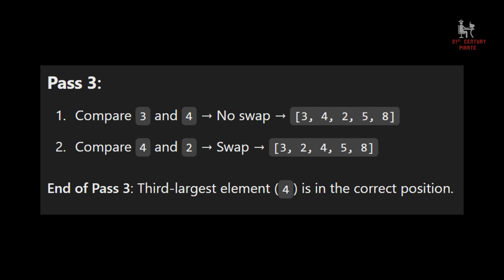Now let's move to pass 3. The pointer is on the first element. We compare 3 and 4, and no swap is necessary, and this is the resulting array. Now we move the pointer to the second element. We compare 4 and 2. 4 is greater than 2, that's why we perform a swap, and this is the resulting array. Now these three elements are in their correct position. We compare 3 and 2, and since 3 is greater than 2, we perform a swap, and this is the resulting array. Now 3, 4, 5 and 8 are in their correct position.